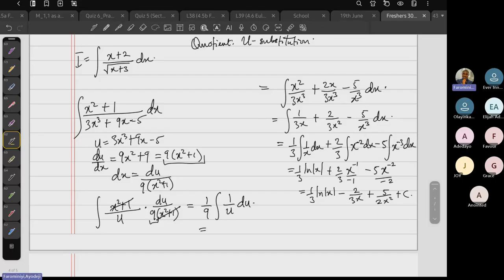And that is going to be equal to 1 over 9. So the integral of 1 over u is natural log of u plus c. Then we'll bring back the u, which is 3x cubed plus 9x minus 5, all of that. 1 over 9 natural log of 3x cubed plus 9x minus 5 plus c.